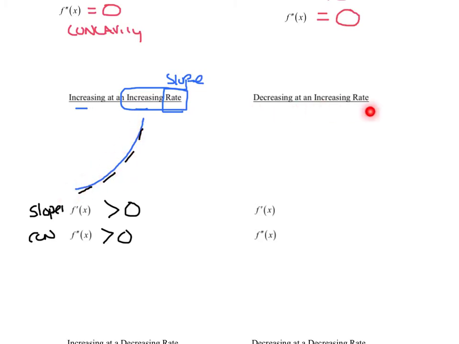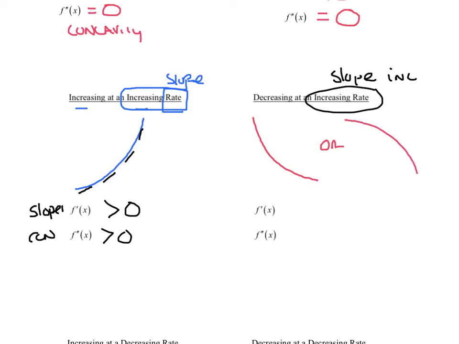Decreasing at an increasing rate. Okay, now clearly your function's going down, but the rate, the slopes have to be getting bigger. Okay, the slopes have to be increasing. Now, sometimes the decreasing ones are harder for students to see. So basically, if your function's decreasing, would you agree it could look 2 different ways? Basically, I could be decreasing and concave up, or I could be decreasing and concave down.